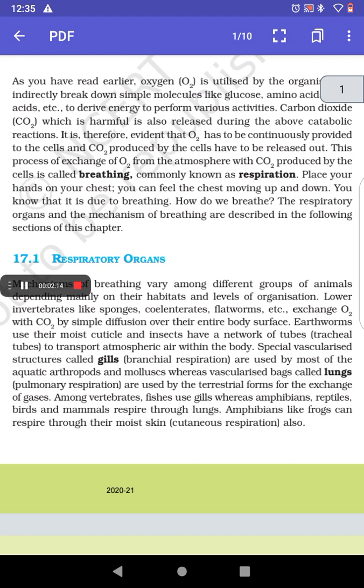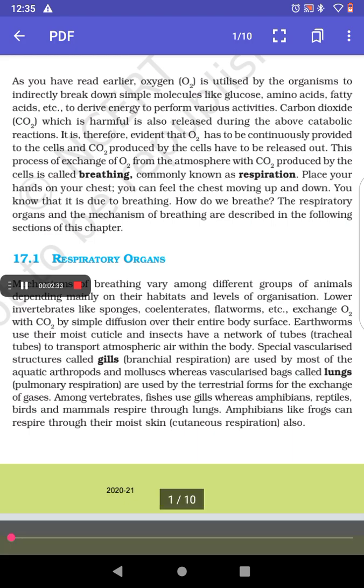Lower invertebrates like sponges, coelenterates, flatworms, etc. exchange O2 with CO2 by simple diffusion over their entire body surface. The sponges, coelenterates, and flatworms are some of the animals which use their entire body for the diffusion of CO2 and O2 gases. These are the first animals to get the exchange of gases, and they are lower invertebrates.